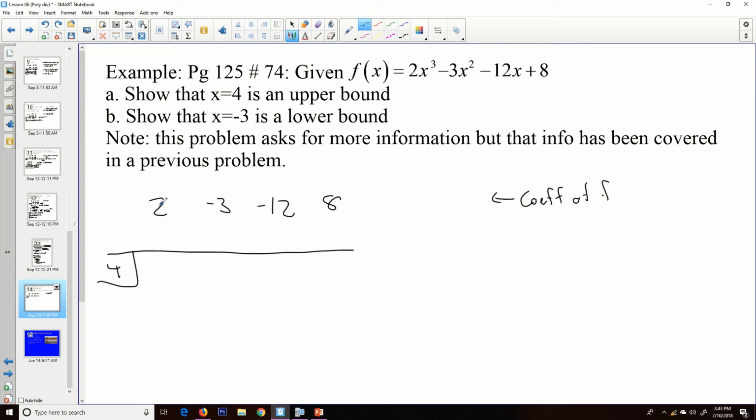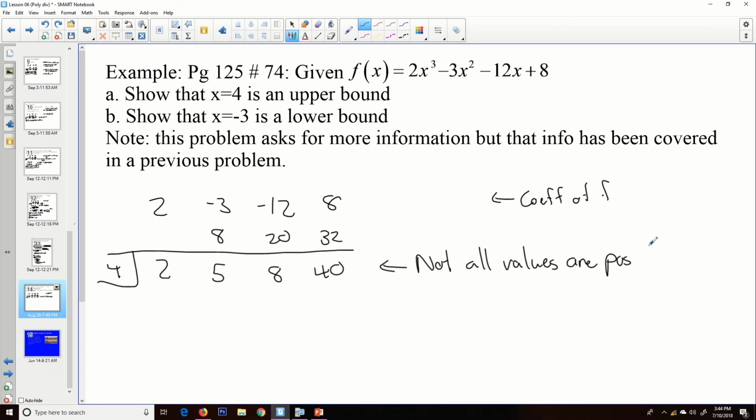And so I'm going to put this 4 right here. So 2, bring down the 2. Go 2 times 4 is 8. Bring down 8 and negative 3 is 5. 5 times 4 is 20. 20 and negative 12 is 8. 8 times 4 is 32 is 40. Notice all values are positive. And since they're positive, since every single one is positive, we know 4, or x equals 4, is an upper bound. And then we need to do the same thing, 2, negative 3, negative 12, 8, except this time we're going to do it with negative 3.